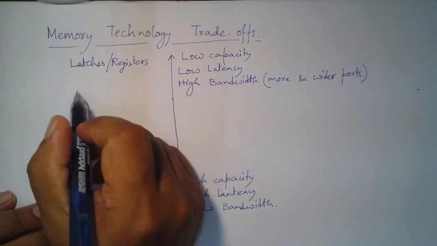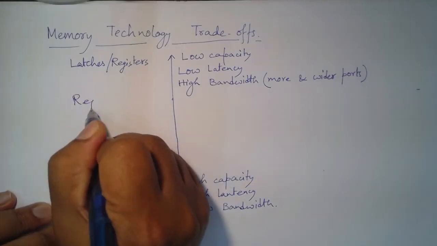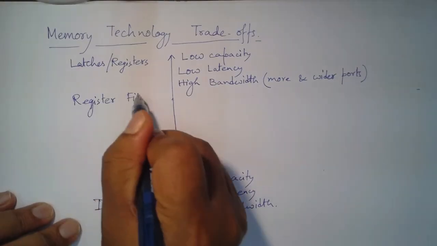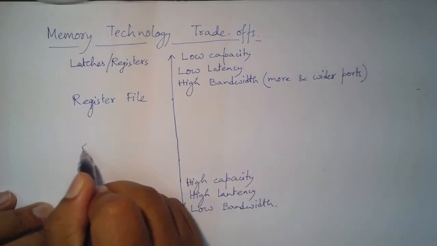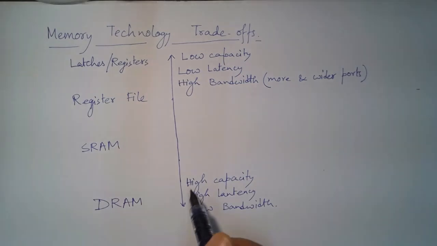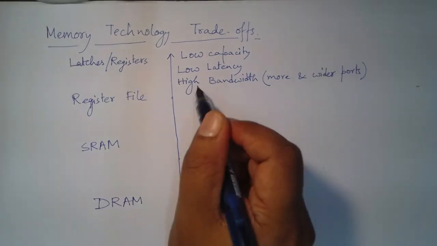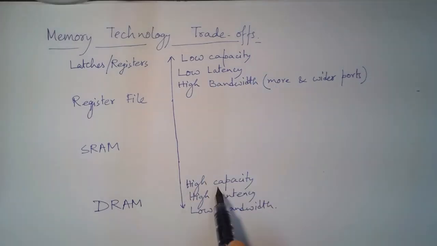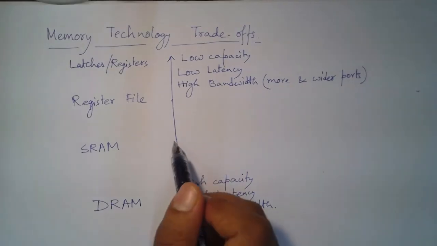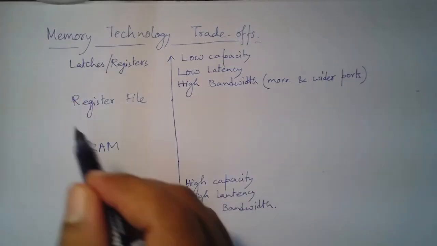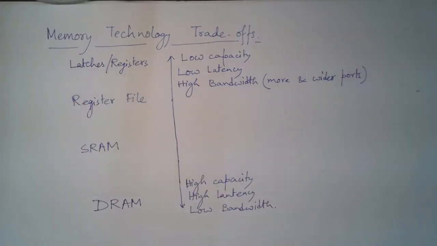So after that you will have the register file, and finally, in between, you have SRAM. The SRAM is neither providing you very low latency nor very low capacity. It is providing reasonably high capacity, but the latency is also not very bad. Okay. So this is the takeaway message from our memory technology discussion.